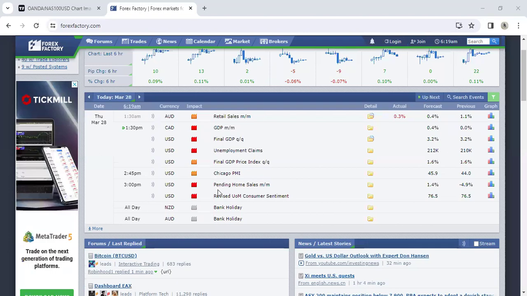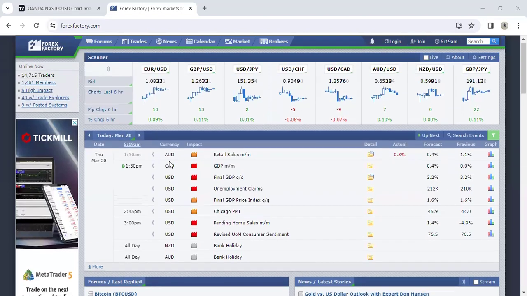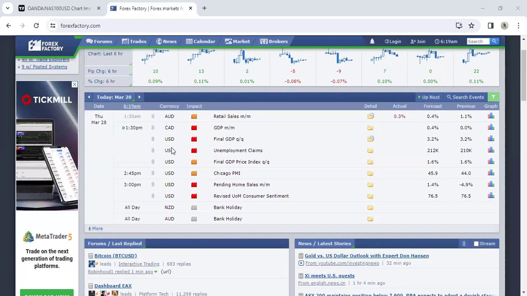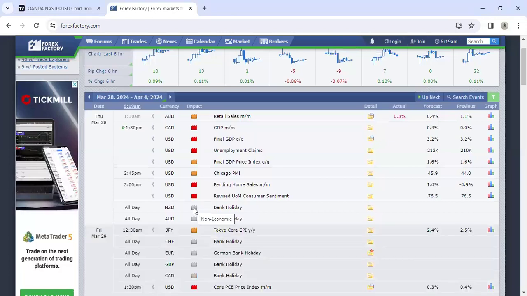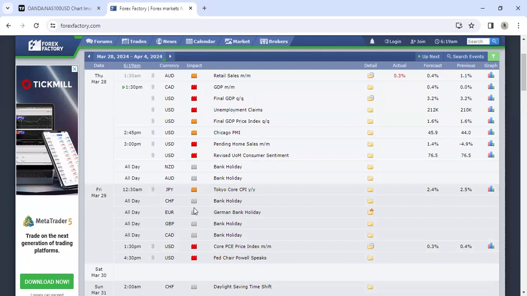So today, which is on the 28th day of March, we have basically 1:30 news. I say unemployment claims. I don't trade card pairs. We have 3 p.m. news. Then NZD and AUD on holiday. Friday, we have a lot of holidays.